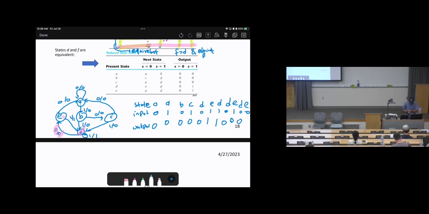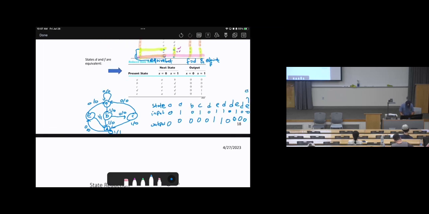So we forget E. With input 0, here is E, here is input 0, we will go to A, and the output is 0. So the output is 0, and we go to the next state A, and that's it, because there is no other sequence.